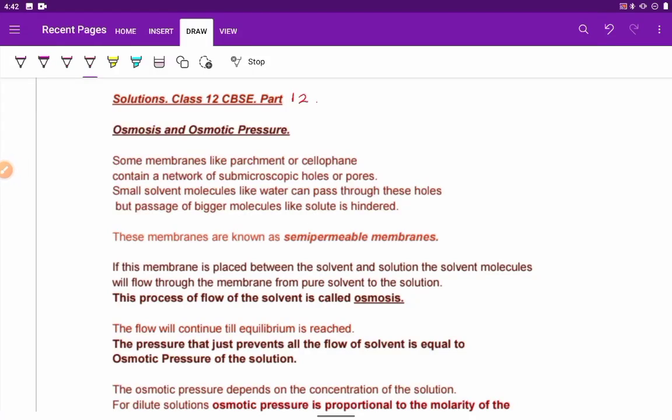Today we will deal with the topic solutions, which is meant for class 12 CBSE. This is part 12 of the chapter. Today we will discuss osmosis and osmotic pressure.